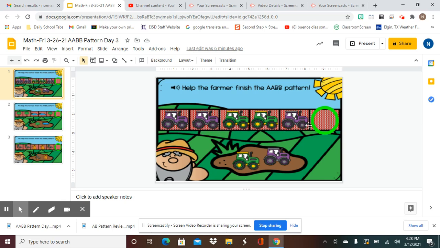So here we should have what? One green or one purple? One more purple. It should be another purple, right? Because then we're going to have purple, purple, green, green, purple, purple, right? Our rule helps us. So take a look at our rule so that you'll be able to finish up the pattern.